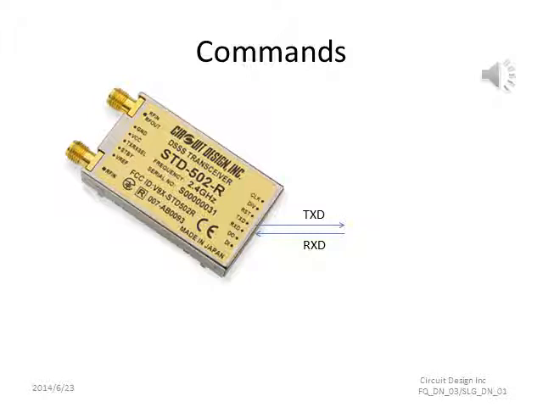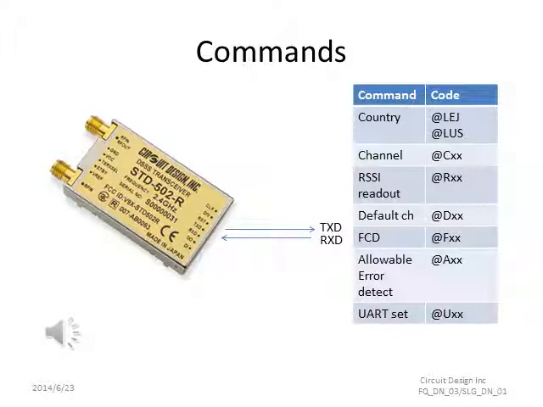To set up the STD-502 module, we use UART serial commands as shown in the next example. For example, to set up the bit rate, we send *B19 into the RxD pin. Once the command is sent, the module responds by sending an acknowledgement back to the source. A list of all other commands is shown here, for example country code, setting the channel, etc.